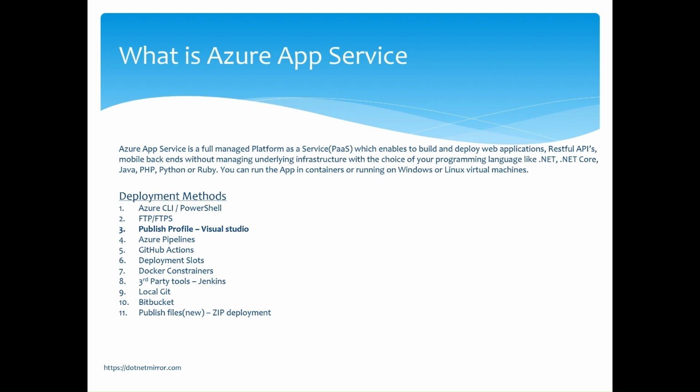When it comes to actually getting your code onto Azure App Service, there are many deployment methods available. You can deploy using scripting tools like Azure CLI or PowerShell. You can use traditional FTP or FTPS. If you are working directly in Visual Studio, you can use a publish profile for one-click deployment. For automated enterprise-level CI/CD, you can integrate with Azure Pipelines, GitHub Actions, or third-party tools like Jenkins. Azure also supports advanced features like deployment slots for zero downtime releases, Docker containers, and source control integrations like local Git or Bitbucket.